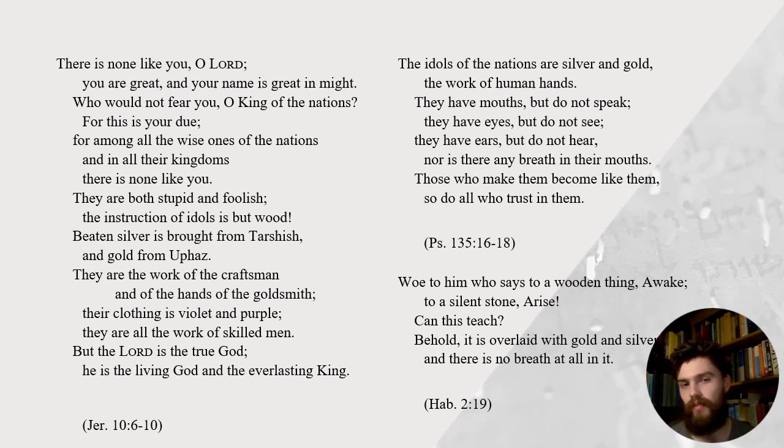Psalm 135 says that the idols of the nations are silver and gold and the work of human hands. They have mouths, but they do not speak. They have eyes, but do not see. They have ears, but do not hear, nor is there any breath in their mouths. And this is an exact parallel, if you recall the opening of the mouth incantation. This is an exact parallel to that incantation. The idea of the mouth, the eyes, the ears, being able to eat, see, smell, drink, and breathe is deliberately reversed here. Those who make them become like them, and so do all who trust them.